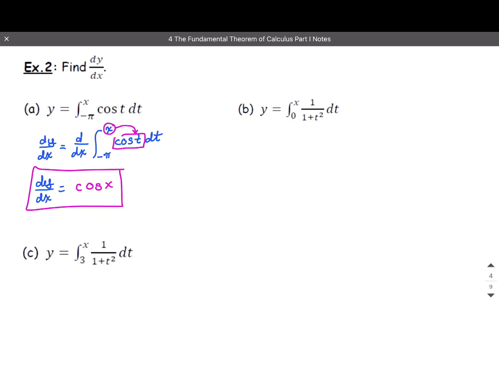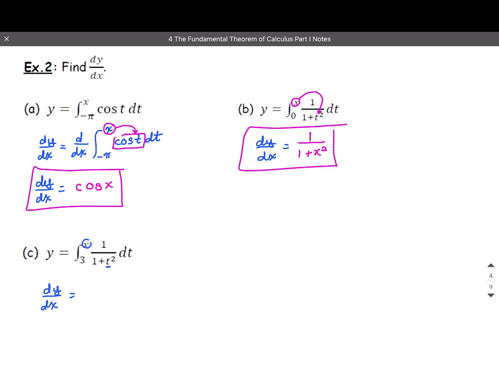So let's look at b. Y equals the integral from 0 to x of 1 over 1 plus t squared dt. So the derivative of y is dy dx. Now we're going to take this x and plug it into this function, and we're going to have 1 over 1 plus x squared. That's it. Let's look at this one. Y equals the integral from 3 to x of 1 over 1 plus t squared. So the derivative of y is dy dx equals, and we take this x and put it in for t, 1 over 1 plus x squared.